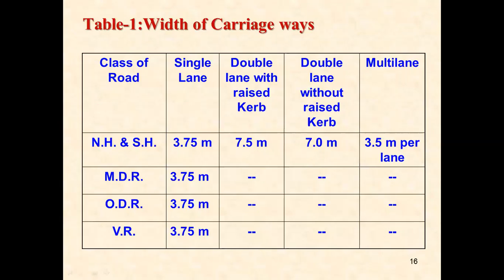So what curbs are we going to provide? For a double lane raised curb, the width is 7.5 meters, 7 meters, and 3.5 meters per lane. This is the width of the carriageway we provide. And what is the height of the curb we provide? Next one is called the formation width.